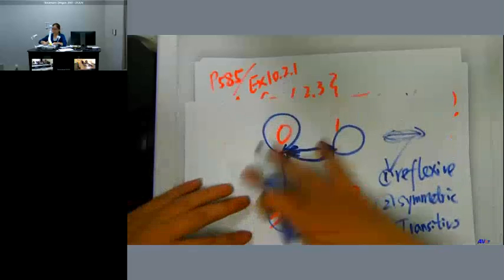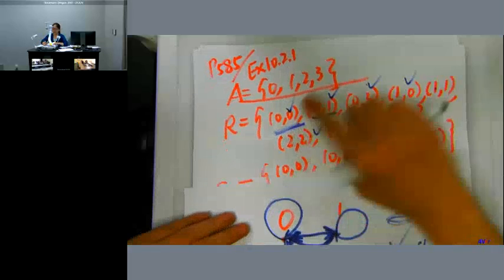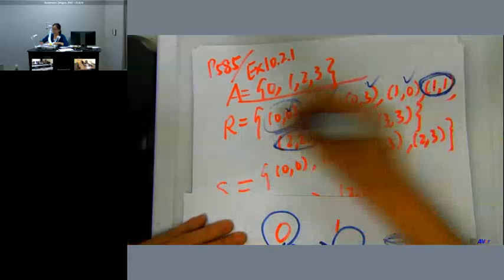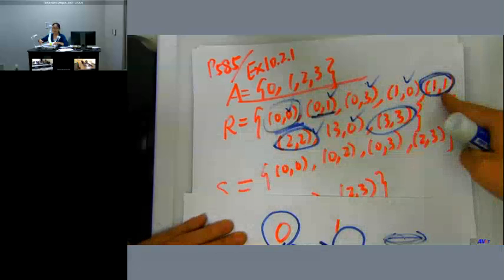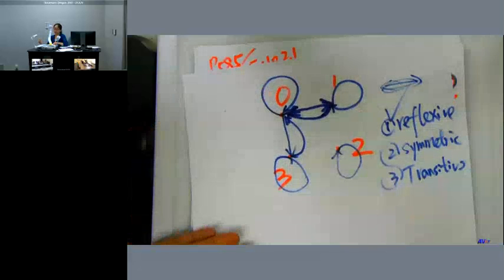And if you don't use the graph, the way we did it last Wednesday, we found 0, 0 is in there, 1, 1 is in there, 2, 2 is in there, 3, 3 is in there. That tells me it's reflexive. But by looking at the graph, it's maybe a little quicker.